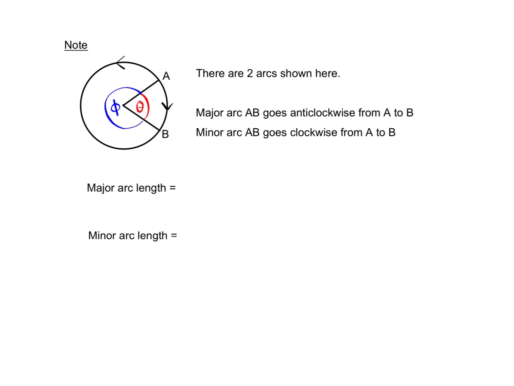Now here I've used a Greek letter to represent each of these angles. You don't need to know about these, you don't need to be able to write them or know how to say them. This is theta and this is phi. So for the major arc length, using the bigger angle, I would end up with phi over 360, where phi is whatever represents that larger angle, times pi d. And for the minor arc length, the smaller arc length, it needs the smaller angle to go with it. So that's going to be theta over 360 times pi d.